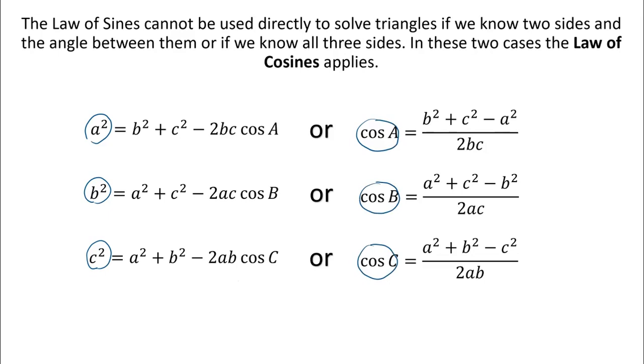The formulas on the right are the same as the formulas on the left, except they're just solved for, in this case, cosine of A, in this case, cosine of B, and in this case, cosine of C.